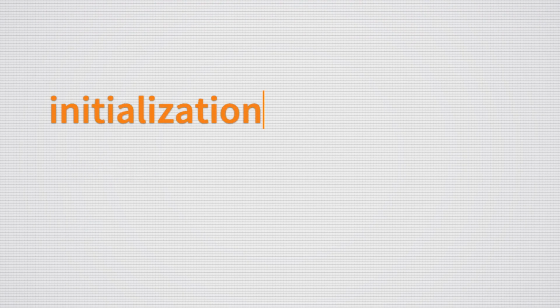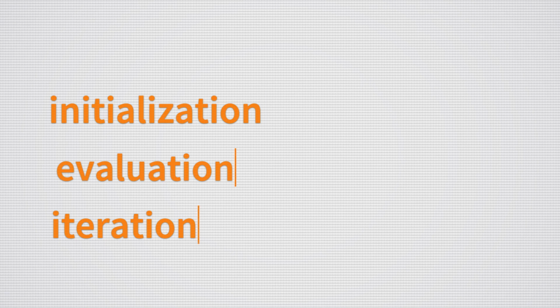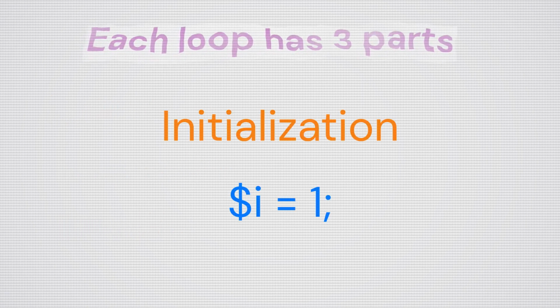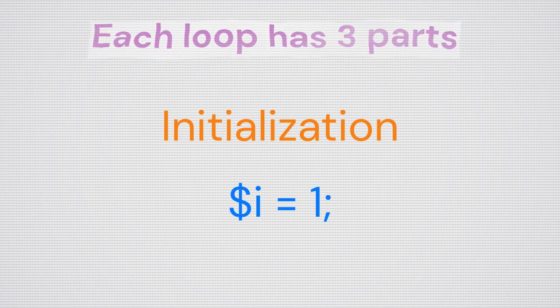Each type of loop has 3 parts. The first part is called initialization. When we are dealing with a loop, we have to maintain a counter to check how many times we need to repeat the block of statements. For this, we need a variable and initialize it with a value as a starter count.